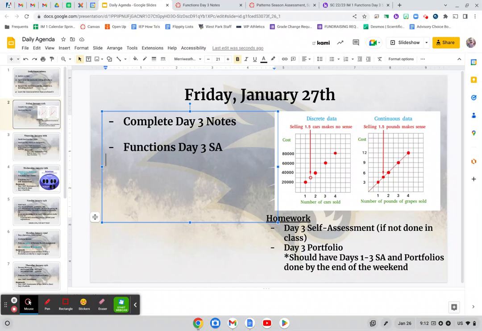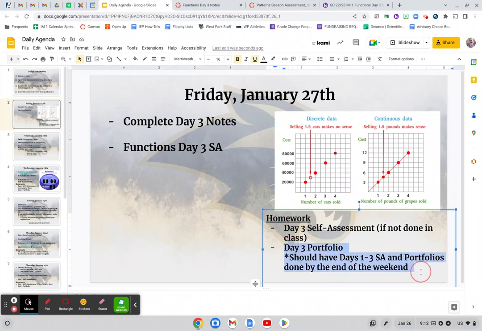But today, what I want you guys working on is getting through the day three notes, and then after that, really just chipping away at whatever you haven't gotten to yet with regards to the day 1, 2, or 3 self-assessments or portfolios. Okay, by the end of the weekend, we should have all that stuff done.